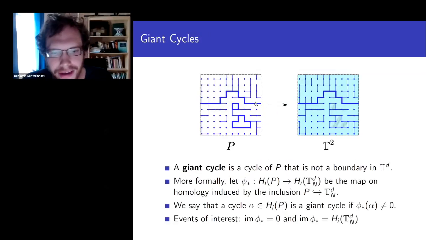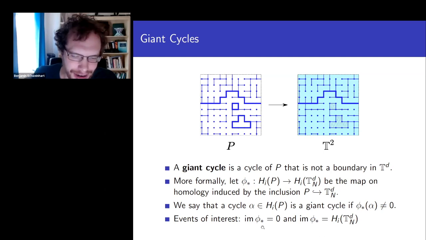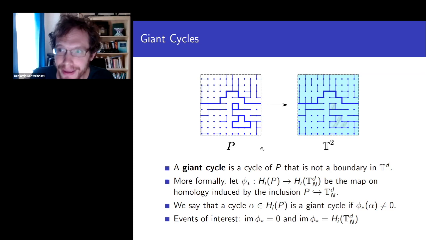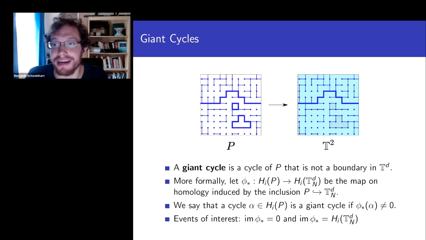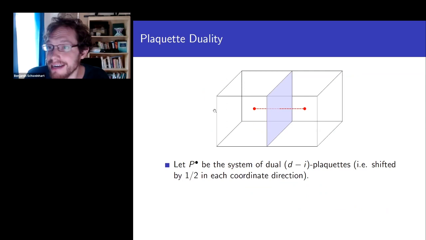So now we have our events of interest: that we have no giant cycles and that we have a basis of giant cycles. So we now want to use duality theorems from algebraic topology to try to show some self-duality occurs for half-dimensional plaquette percolation. And the way we do that is first by defining a dual plaquette system. We talked about this briefly last time for this special case of two-dimensional plaquette percolation in Z3.